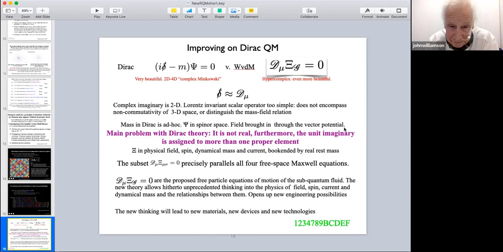I think the new equation is better. Why is it better? First of all, it precisely parallels all four free space Maxwell's equations. It contains those within it. Secondly, it treats the mass properly. Thirdly, it puts the mass in as a dynamical thing. And fourthly, it has better solutions: physical spinners, as well as photon wave functions that transform correctly, covariantly.